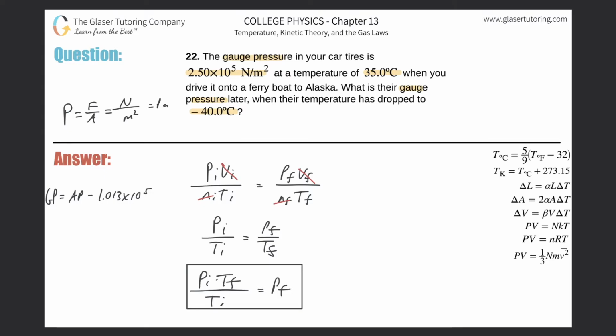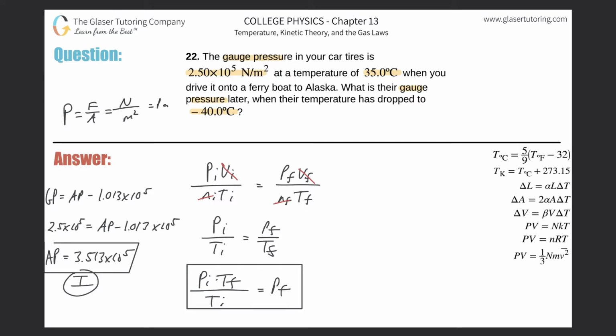So now the gauge pressure they gave us was 2.5 times 10 to the 5th, which will equal the absolute pressure minus 1.013 times 10 to the 5th. So notice we just got to add this term on over. So let's simply do that. This absolute pressure will now become, it appears to be 3.513 times 10 to the 5th. This is the value now for the initial. So that's the value that is going to be plugged in for the initial pressure.